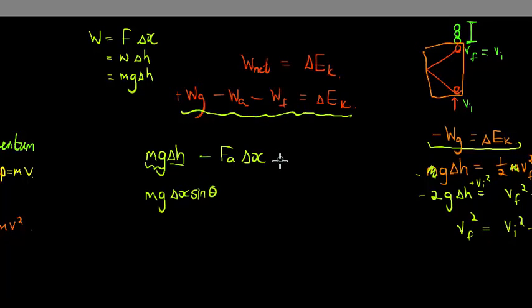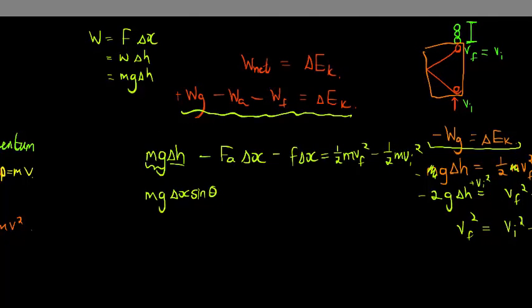What is the work done by friction? Same as force applied. Frictional force times delta x. Yeah. What is the formula for change in kinetic energy? Half m v future squared minus half m v initial squared.